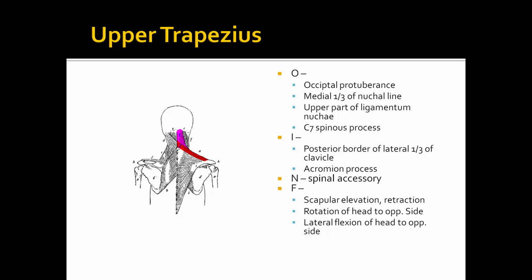You got your upper trap. Most people know what your traps are. It's your neck muscles here, responsible for shoulder elevation, retraction, and rotation of the head side to side. Also, lateral flexion of the head. You can't really injure this, but just so you know what's going on there with the motions of the trap.